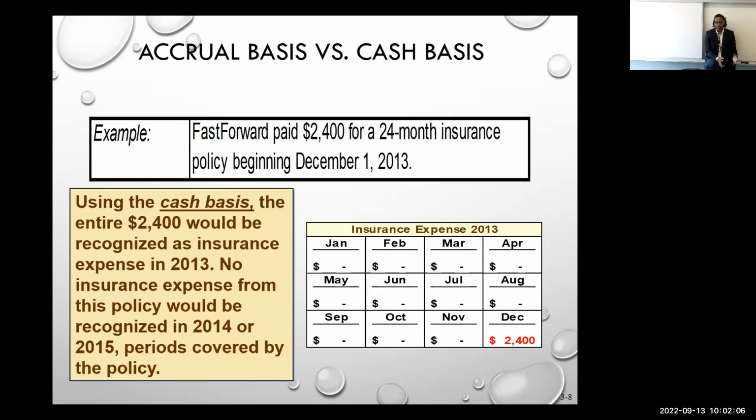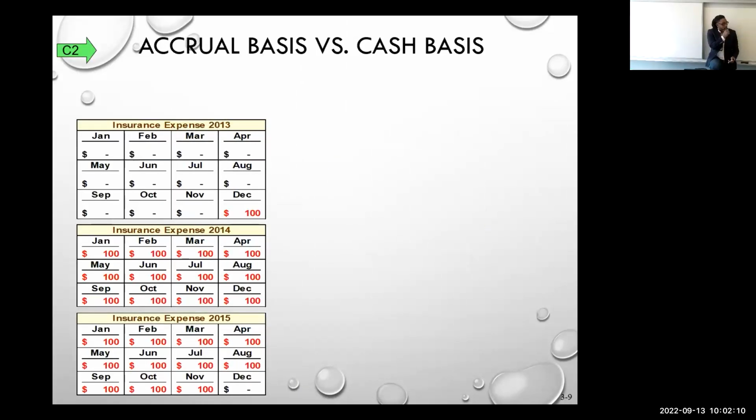Everybody with me? But if we're using accrual basis, what we're going to do is split that policy over 24 months. And now the external user can come and look at this and say, oh, yeah, they've got insurance. I know because they've got $100 insurance expense for this month. Does that make sense?